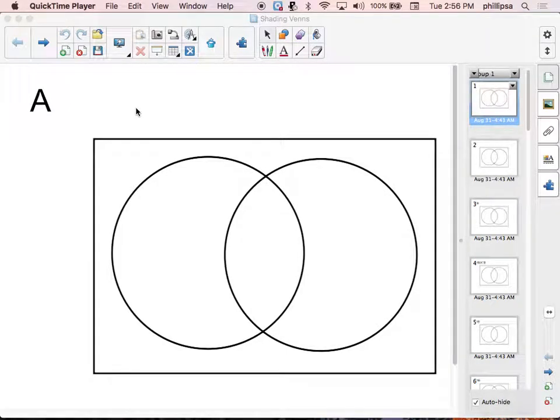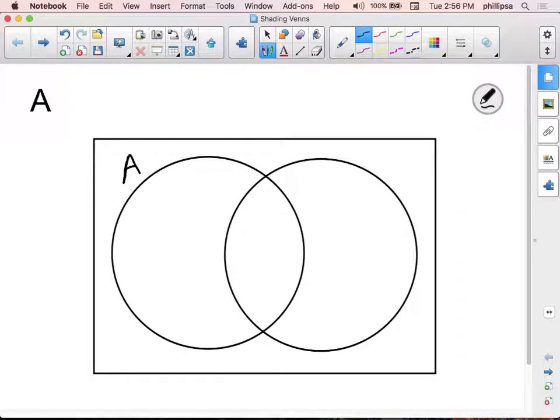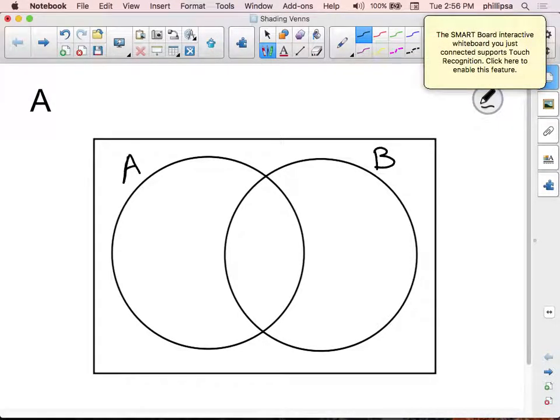Okay, so let's talk a little bit about shading in Venn diagrams. Let me put it on my smartboard. Okay, here we go. I'm always going to have A to the left and B to the right, just in case I forget to label them.